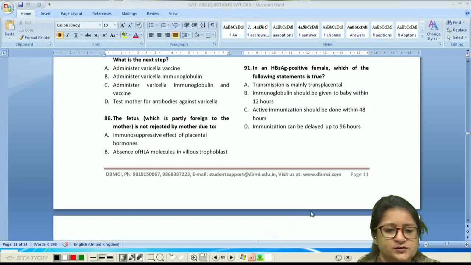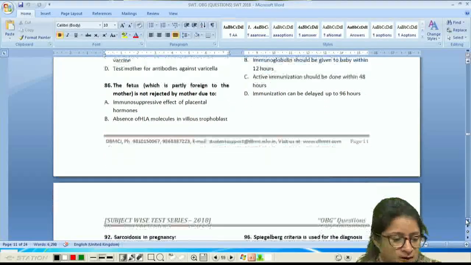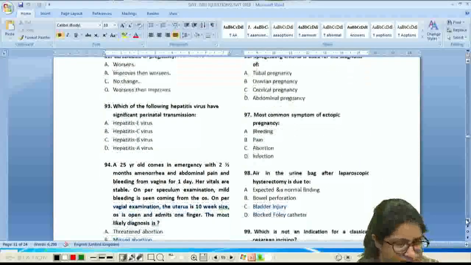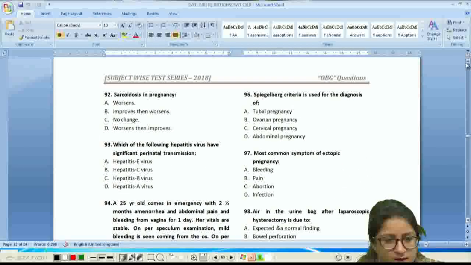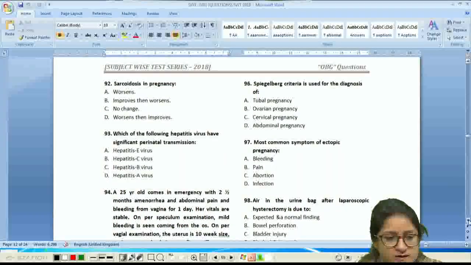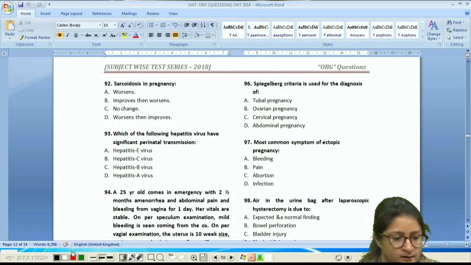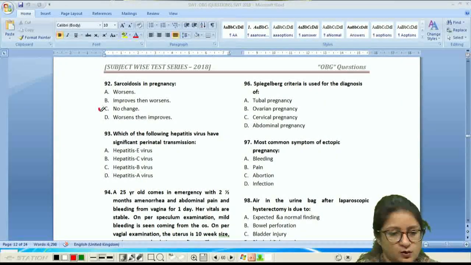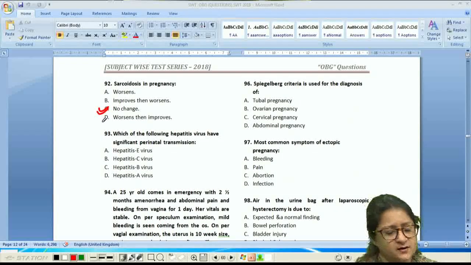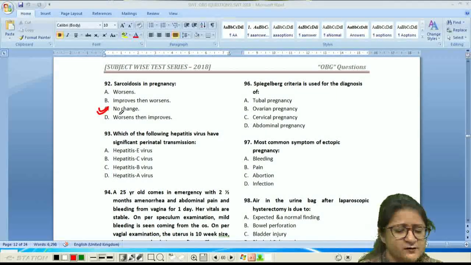Moving on to the next question, question number 92. Sarcoidosis in pregnancy. Remember that there is no change in sarcoidosis in pregnancy. Now, I'll just give you an important bit to be able to answer this question.